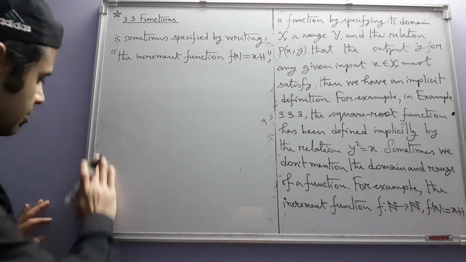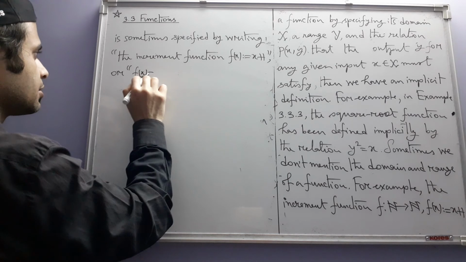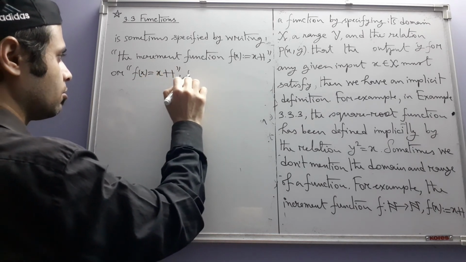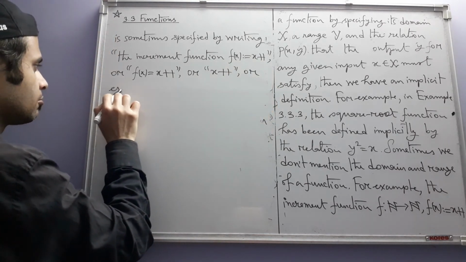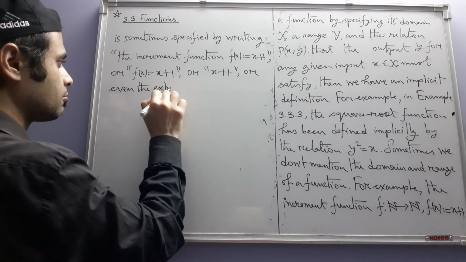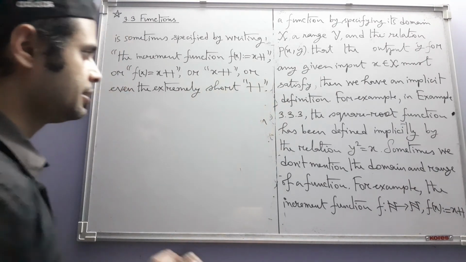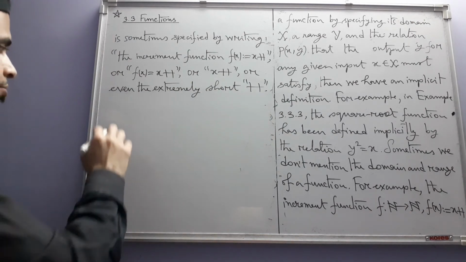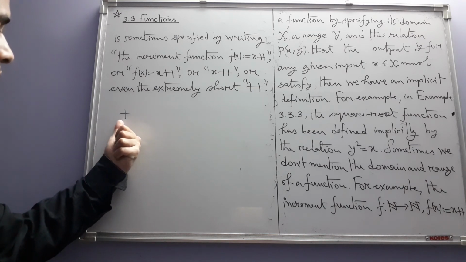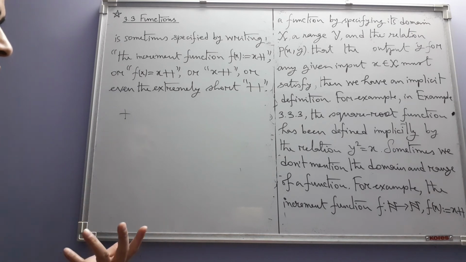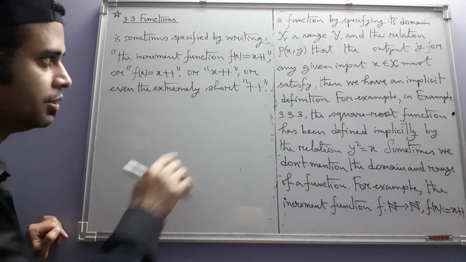The domain and range are the set of natural numbers, that is understood here, or f(x) equal to x++, or x++, or even the extremely short ++. It just denotes the function itself. For example, the ordinary addition operation, that can also be thought of as a function, but we denote the function using only this symbol, although at this point I cannot tell you, or I can tell you actually. You see, if we think of the addition, this is the increment, right?